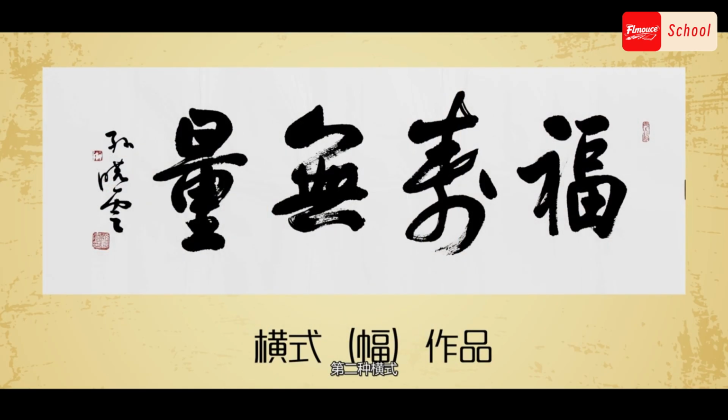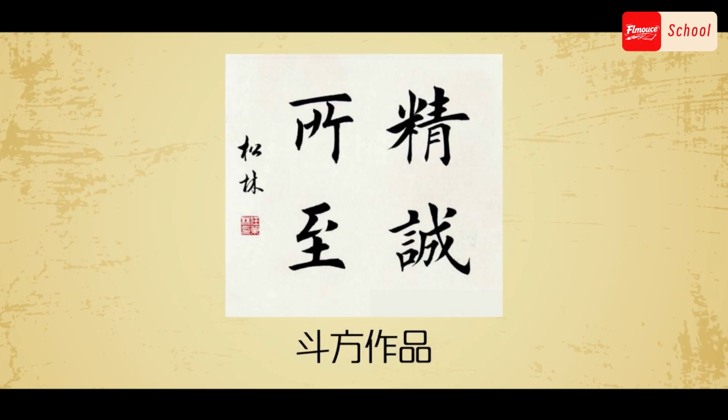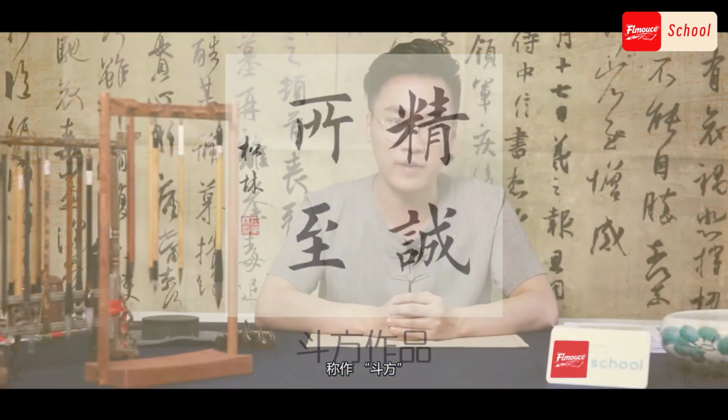The second is horizontal, also called a banner. For horizontal regular script works, such as four-character works, they are still written from right to left. The third is the square. The form of the work is square, with a smaller size, usually 25 to 50 centimeters. We call this kind of square calligraphy and painting work, in size and form, a dou fang.